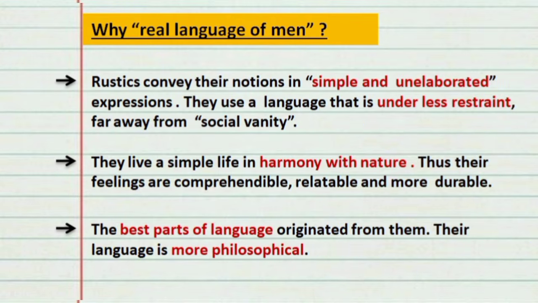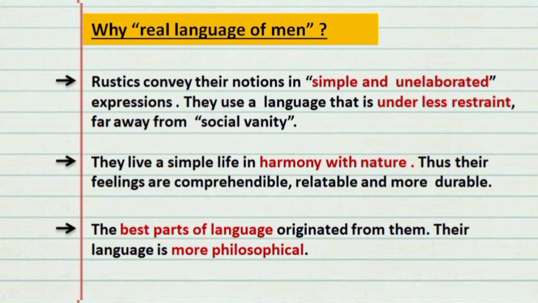Okay, so we just saw that Wordsworth stresses the importance of using ordinary, common, day to day language. So, why is this real language of men important? He gives an explanation for that too. He says rustics, or the common people, convey their notions in simple and unelaborated expressions. They use a language that is under less restraint, far away from social vanity. That is, unlike the so-called educated civilized people, rustic people are not concerned about what they speak. They only want their feelings to be expressed, and that is expressed in a very simple manner.